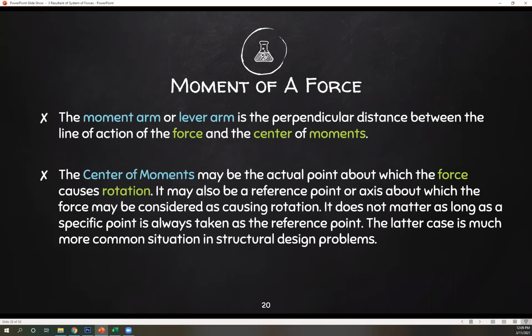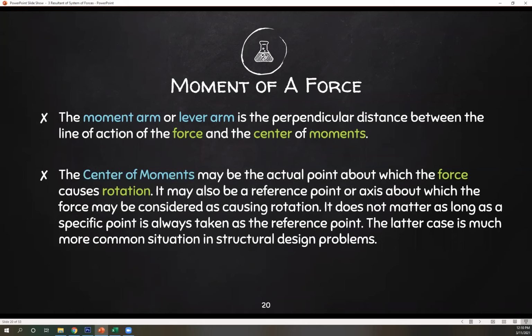The center of moments may be the actual point about which the force causes rotation, for example, the shaft. Or it may also be a reference point or axis about which the force may be considered as causing rotation. It does not matter as long as a specific point is always taken as the reference point. The latter case is a much more common situation in structural design problems. So this just means that it's more common that we choose our own moment center. We're going to use a convenient point to take our moment on. Later I'll show you how.